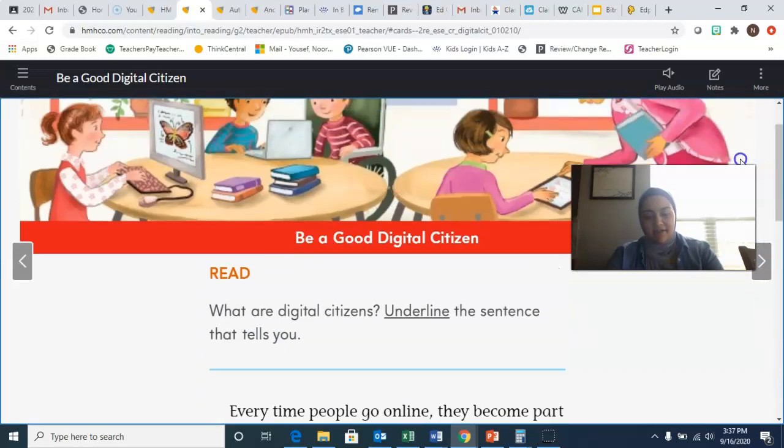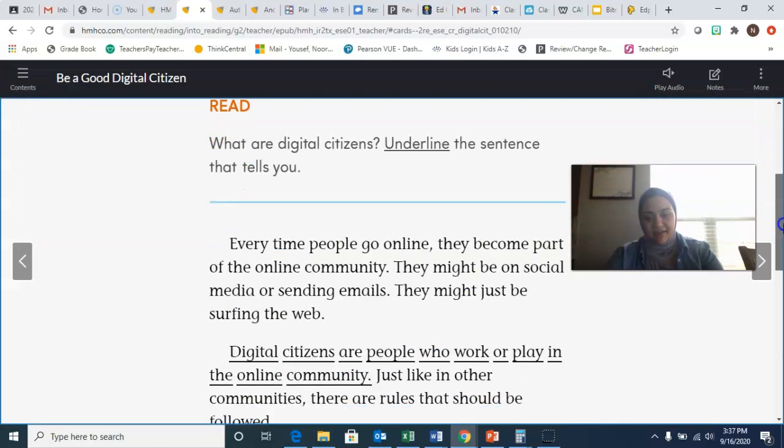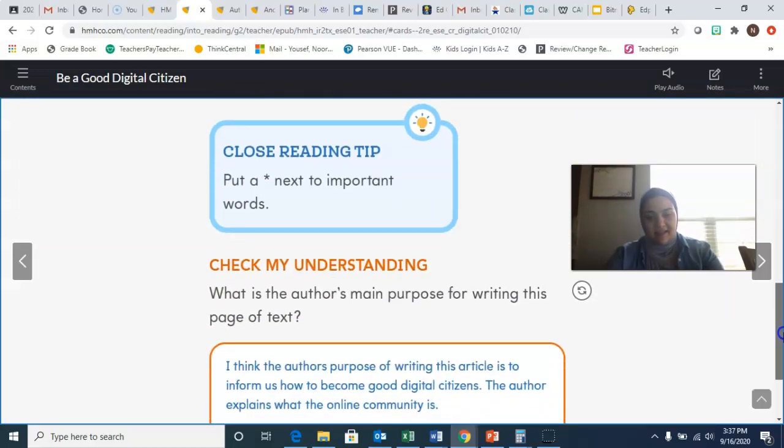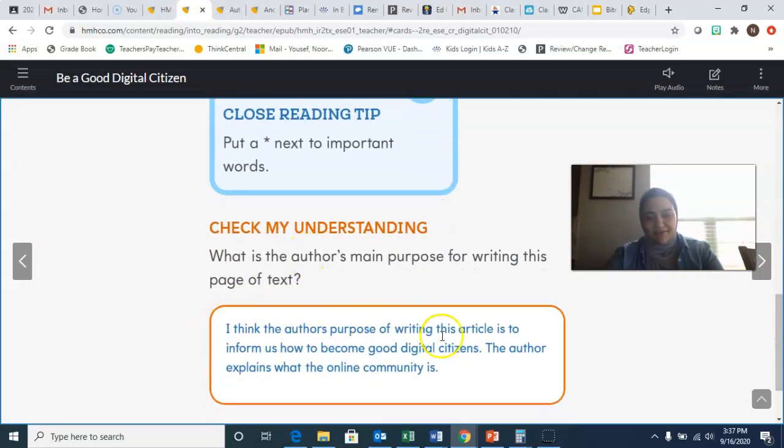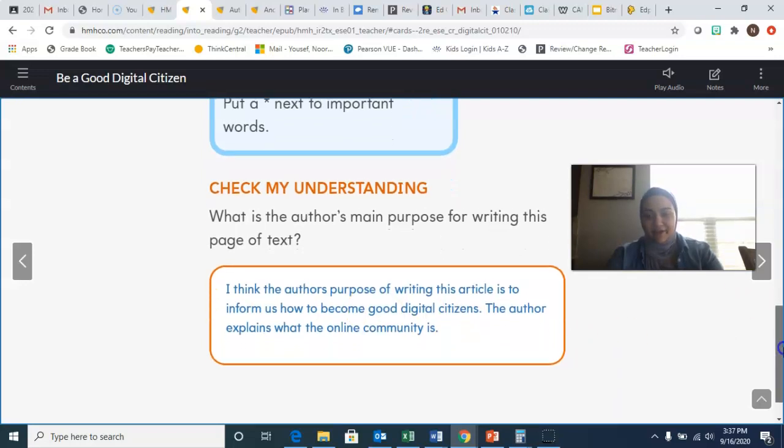You're going to title it, for the title at the top, you're going to write Be a Good Citizen. Okay? You're going to write Be a Good Digital Citizen. And then you're going to write the question, and then you're going to write what the author's main purpose for writing was, which is this. If you need to pause the video, you can pause it now.